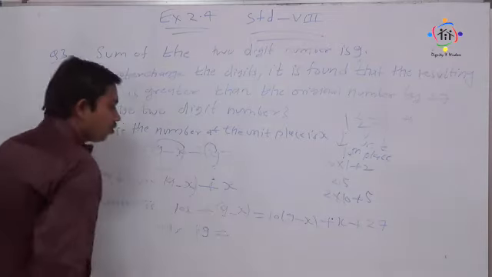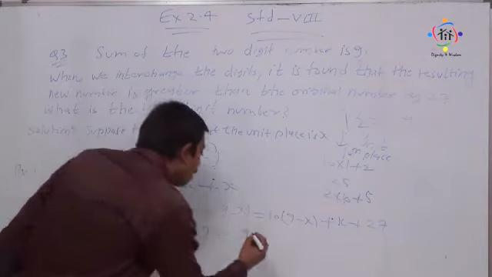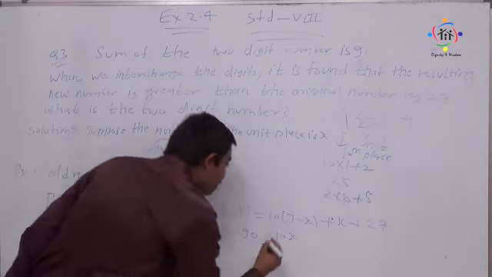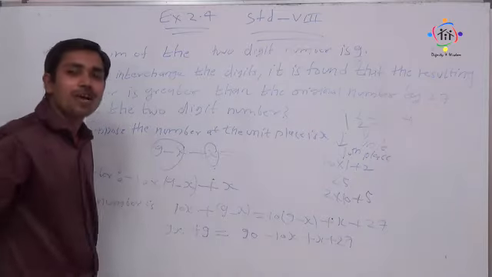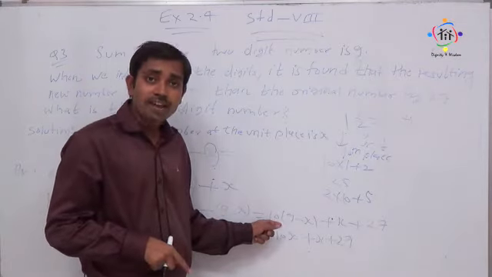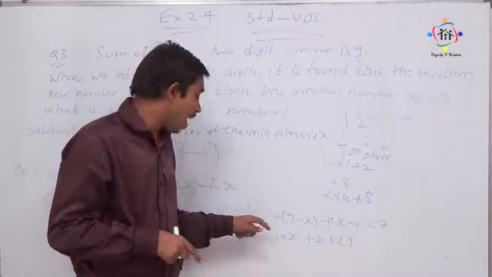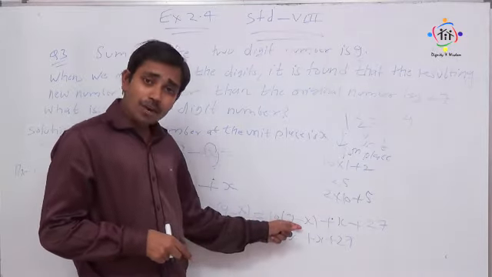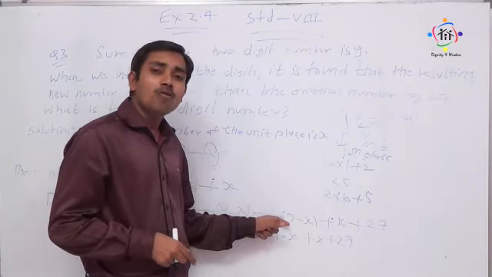9 minus 10 is 90, minus 10x plus x plus 27. Is it clear, my dear students? So what I am doing here? This 10 is outside. What does it mean? Each term should be multiplied by 10. I mean, one time this 9 will multiply, another time x will multiply. That is the meaning of a number outside the bracket.